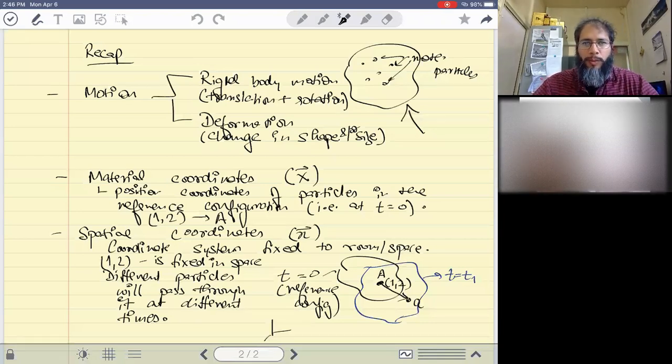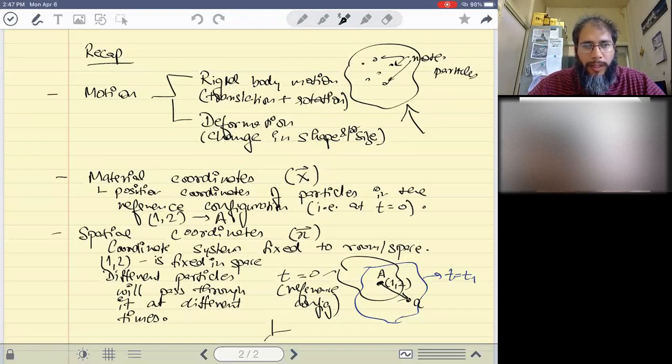It's very important we understand the difference between these two. So again, a quick summary. The material coordinate system, which is denoted by capital X, is fixed to a configuration which is at t equals 0. So if I give 1, 2 as a material coordinate of some particle, then it always refers to particle A. I may talk about material coordinates 1, 2 at different times. Even then, it will always refer to particle A, because by definition, 1, 2 in the material coordinate system refers to the particle of the body at t equals 0.